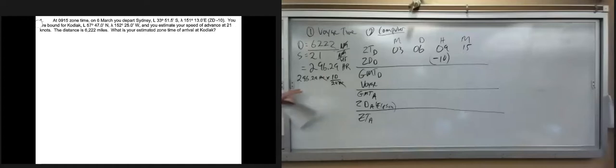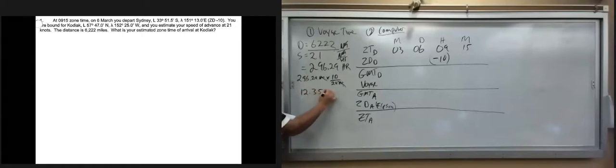Okay? I'm using conversion factors. I have hours, I want days. 1 day is 24 hours. If hours is in the top, I'm trying to get rid of it. I have to put hours in the bottom to get rid of it. So when I do that, now I get 12.35 days.